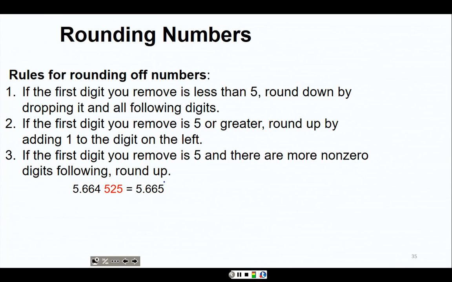If the first one you remove is 5 and there are more non-zero digits following, you still round up. So the first one we remove is still 5 or greater, then we're going to round up and you get 5 as your last digit, if that's what you're going to go to, 4 digits in this particular answer, or 4 sig figs in this answer.